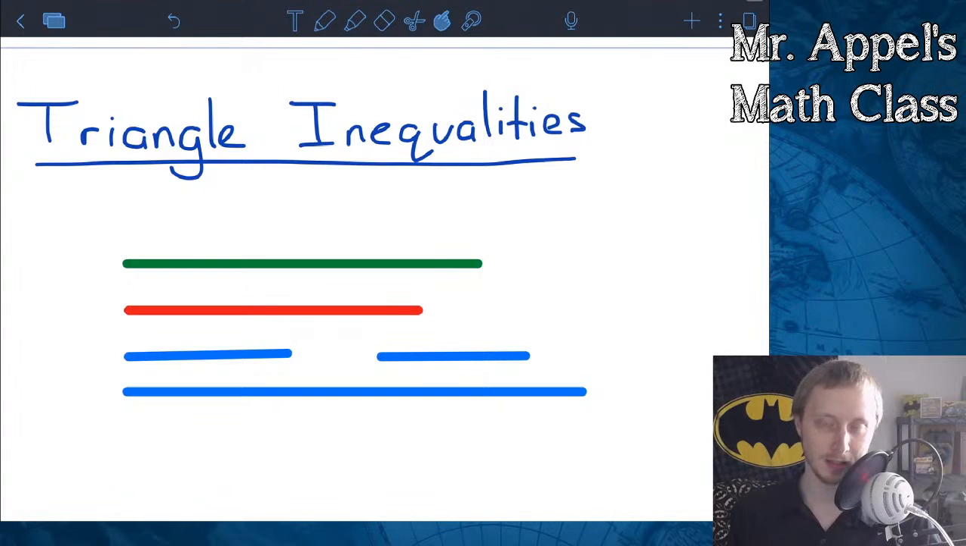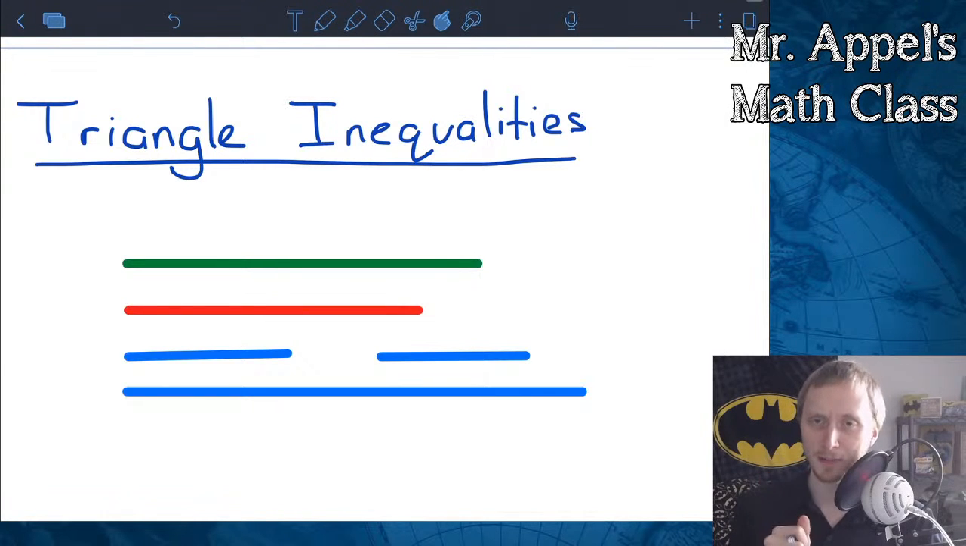inequalities. Triangle inequalities. That is to say, the triangle is not equal. You could go triangle equalities, but that would just be an equilateral triangle, and it'd be a much shorter lesson. Actually, there's a lot of things you can do with that.